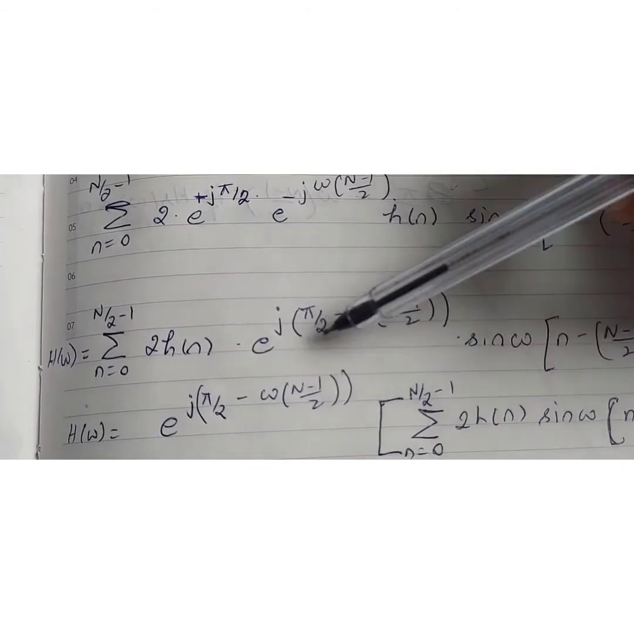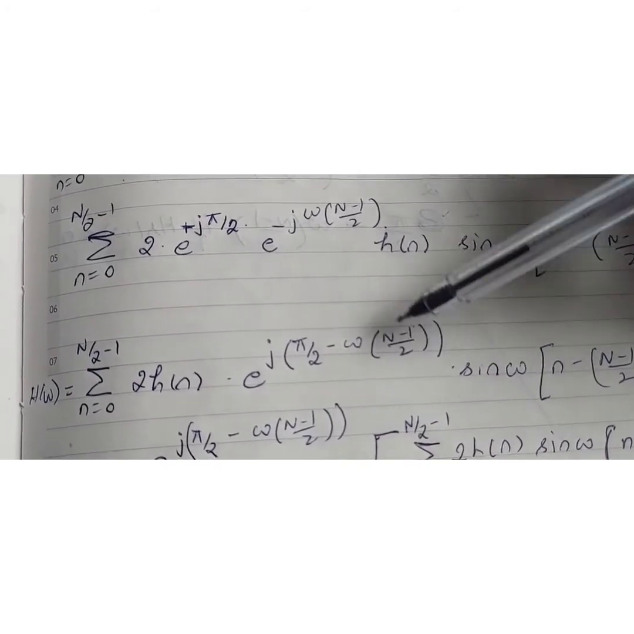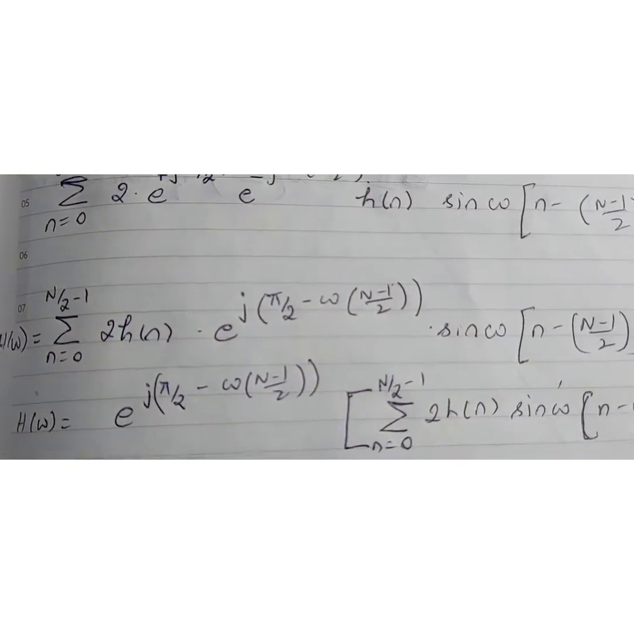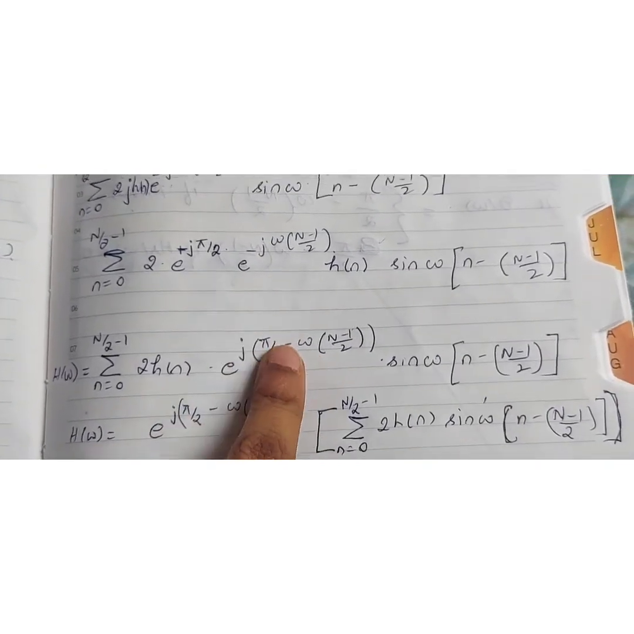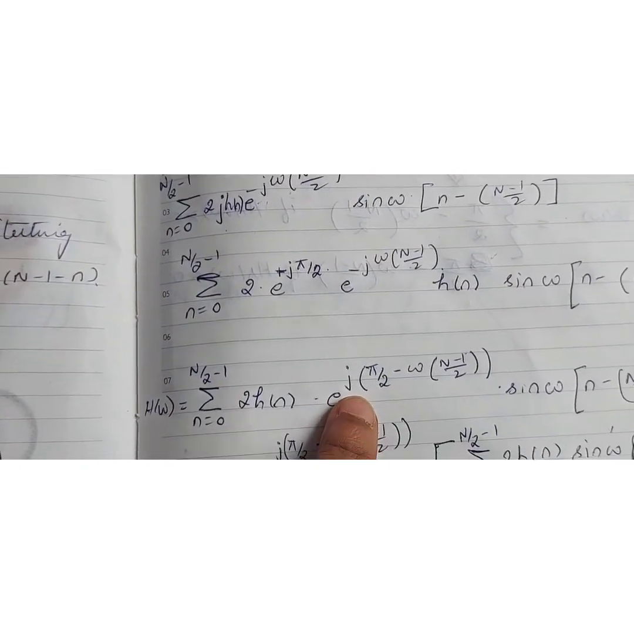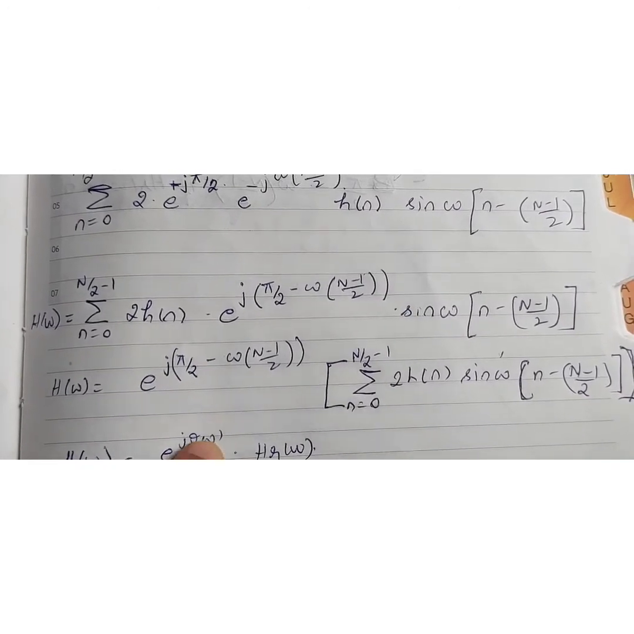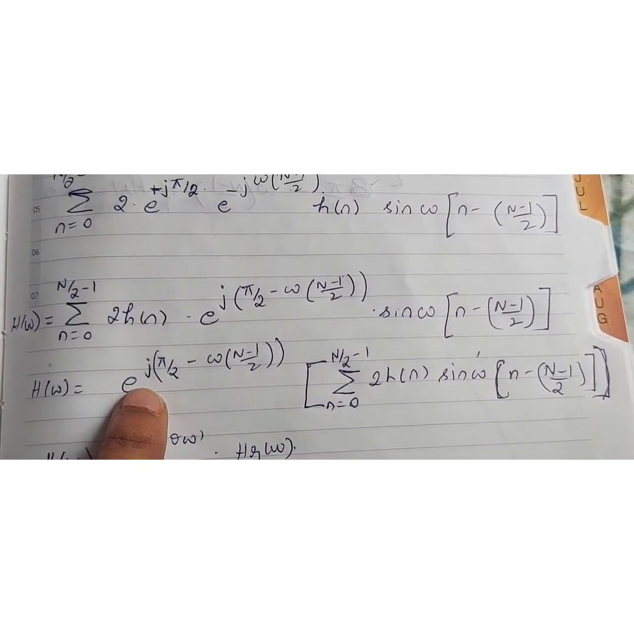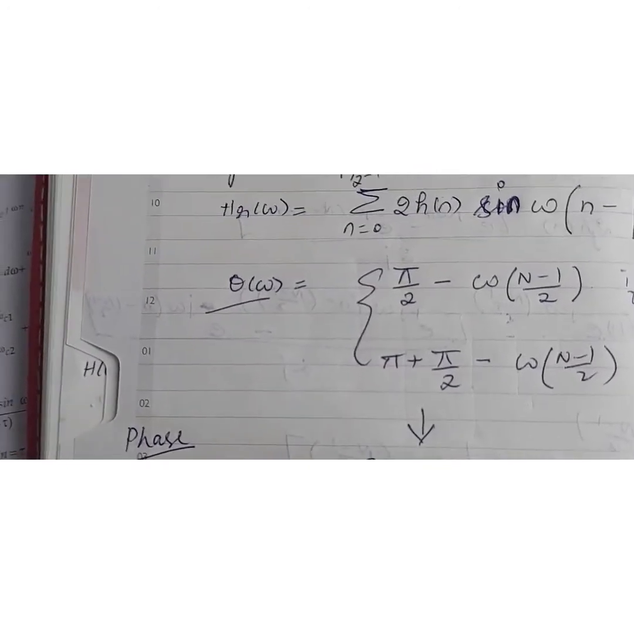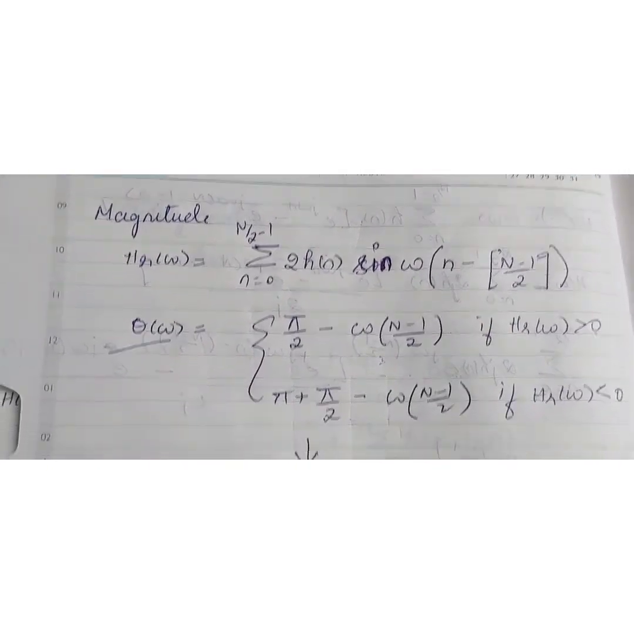So if you look at the term, you have pi by 2 minus j omega. Earlier your angle was minus omega n minus 1 by 2. Now your phase angle is pi by 2 minus this angle for your antisymmetry. Pi by 2 minus, that means in order to account for whatever change in the phase, you have this negative sign. In terms of phase, it is pi by 2 minus omega into n minus 1 by 2. So if you write h of omega in terms of e power j theta and the magnitude, this is your magnitude, this is your phase, and you can write down the magnitude and the phase separately.